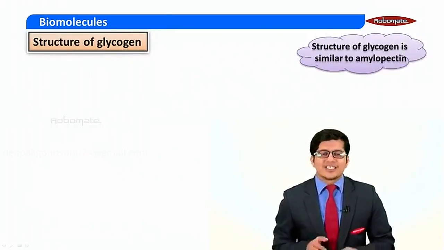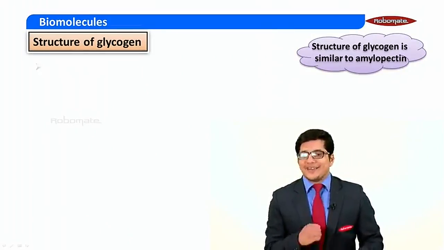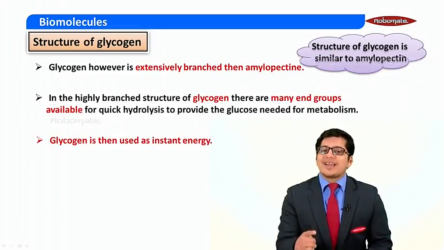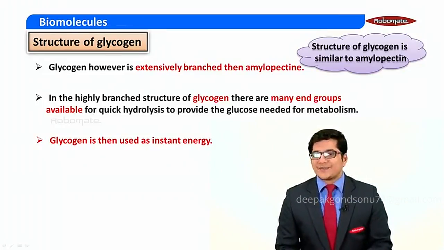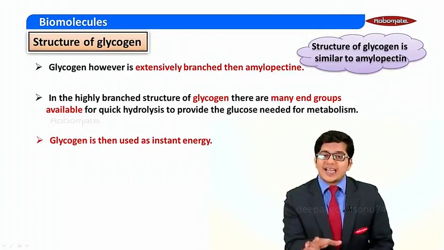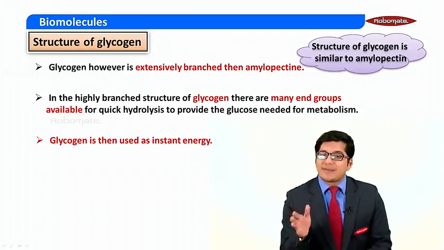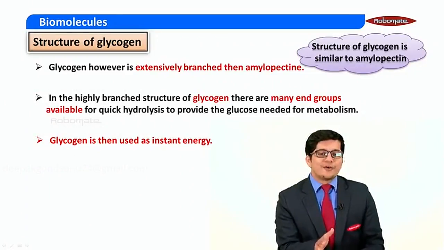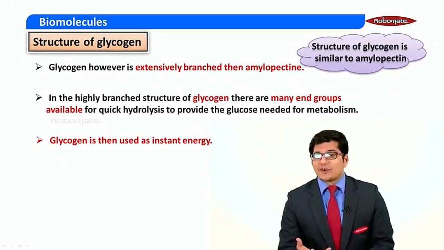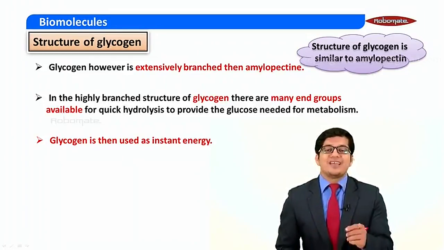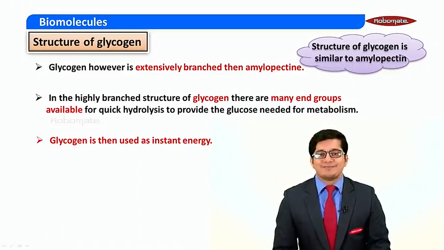The structure of glycogen is similar to amylopectin. That means it is also branched. Next thing which we need to remember, glycogen is however more extensively branched than amylopectin. And in this highly branched structure of glycogen, there are many ends which can be hydrolyzed, giving us glucose, which would be needed for metabolism. And therefore glycogen is used as a source of instant energy, and mainly it is found in the animal kingdom.